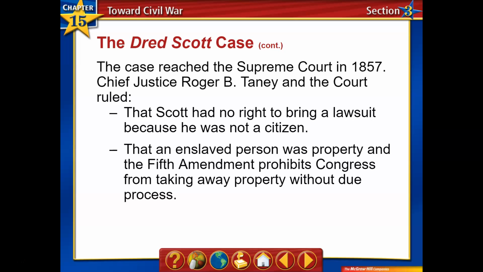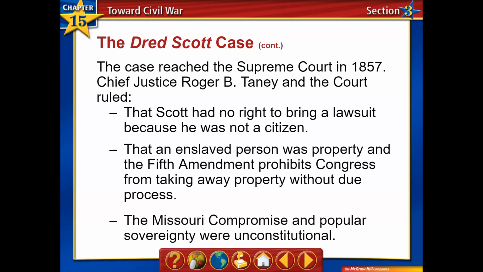It also says that an enslaved person was property, which we mentioned just a moment ago, and that the Fifth Amendment prohibits Congress from taking away property without due process, right? So the idea here is that because Dred Scott is African American, he's not a citizen, he's property, and therefore, without due process, that property cannot be taken from its owner.